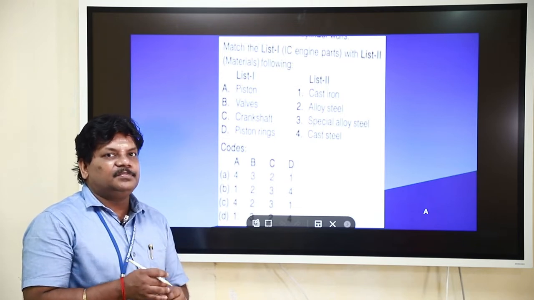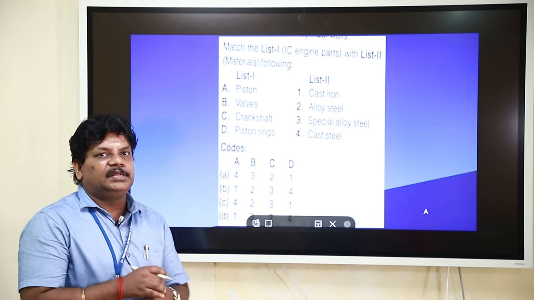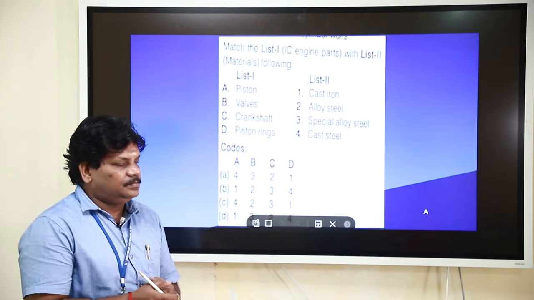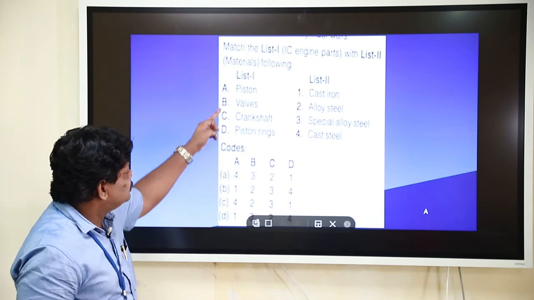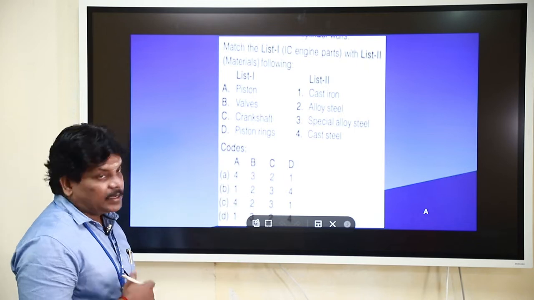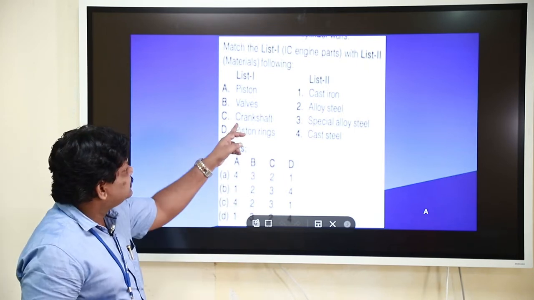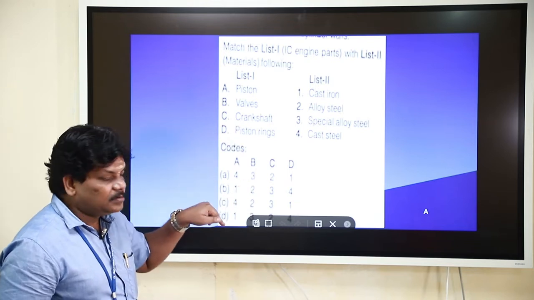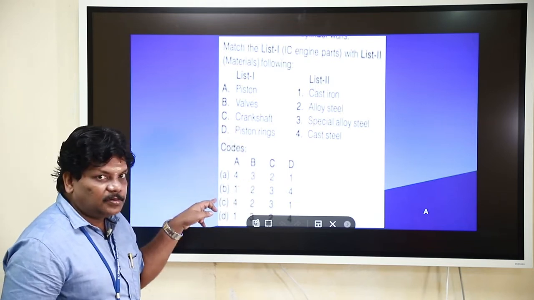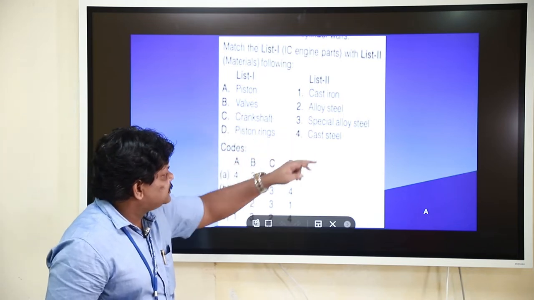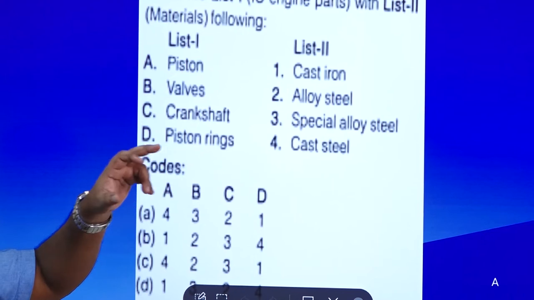So even if you miss a single topic, you may not be able to get the marks. So you have to be thorough with all those. Valves are generally made up of some special alloys. And this crankshaft is made up of alloy steel, that we have seen now. But I have not given anything about valves. So valves are especially made up of some special alloy steel.